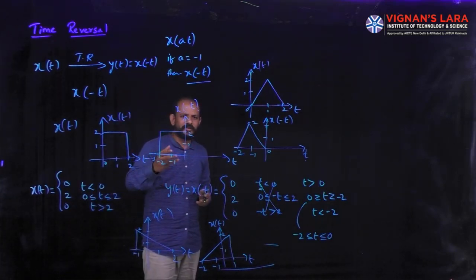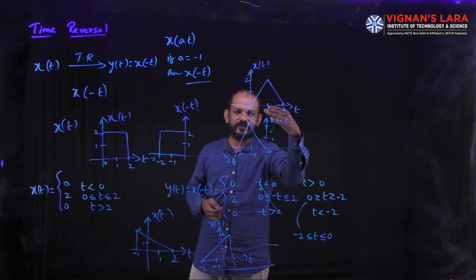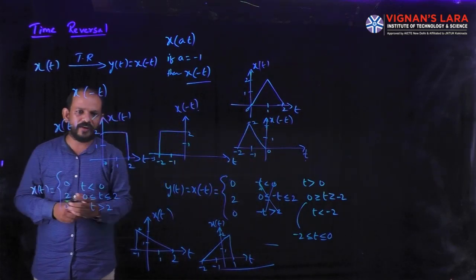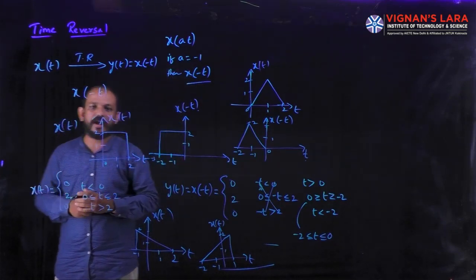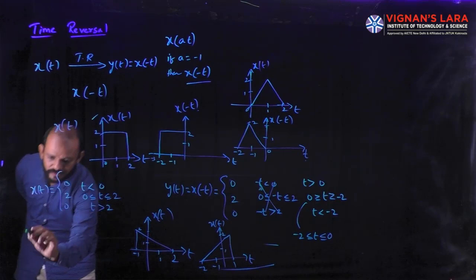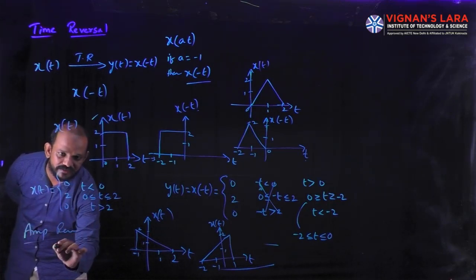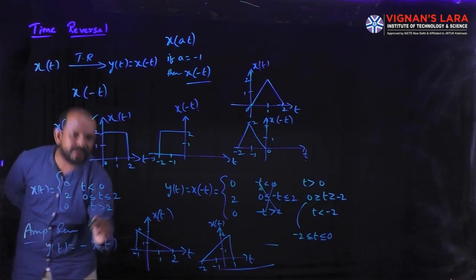So what is amplitude reversal? Simple. Amplitude reversal is nothing but the folding of the signal with respect to the x-axis. This is the signal. For time reversal we have taken x of minus t. For amplitude reversal, we have to consider the signal y of t as minus x of t.